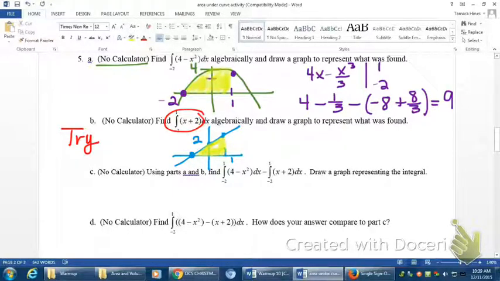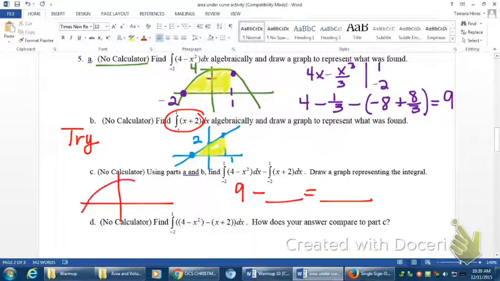Alright, C. It says for you to find this integral. And notice that you just take what we got in A, take what you get in B, and then that would be the answer. Now then it says draw a graph. Well, I'm going to put both of these two pictures on the same graph, and you'll notice that they both intersect at -2, 0 and 1, 3.